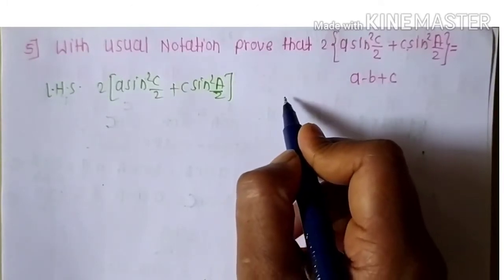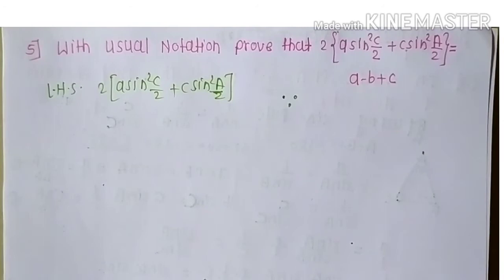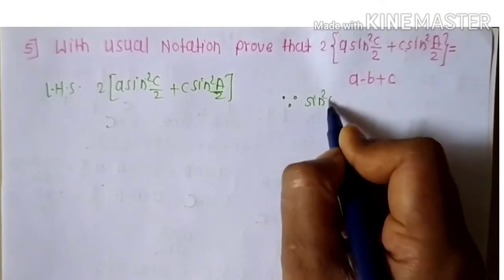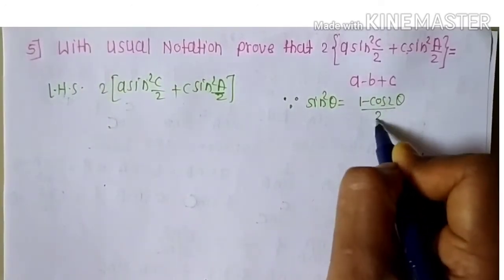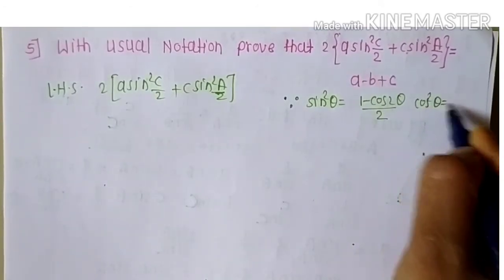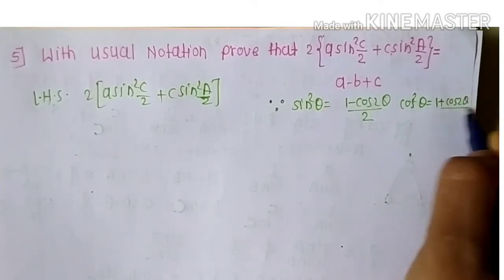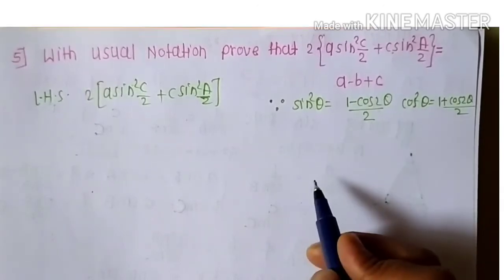To remove this square term, we know one result. Always remember, if there exists a sine square term, then use this formula: sine square theta is equal to 1 minus cos 2 theta divided by 2. And if there exists a cos square term, then we have to use this result: cos square theta is equal to 1 plus cos 2 theta divided by 2. Okay, sine square and cos square are converted into the form of cos 2 theta.